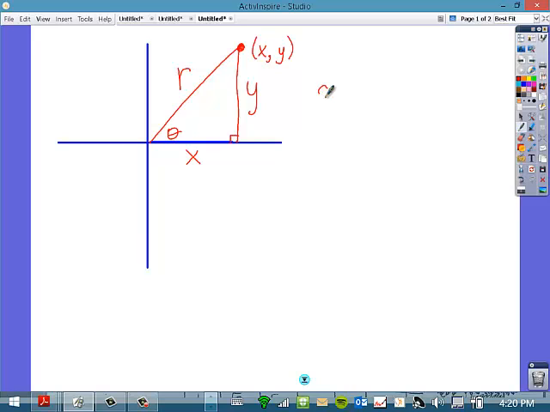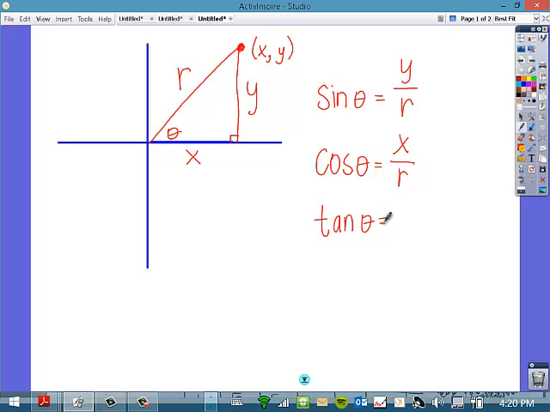So if I was to define sine of theta, sine is opposite over hypotenuse, which would be y over r. Cosine of theta is adjacent over hypotenuse, so that would be x over r. And tangent of theta is opposite over adjacent, y over x.